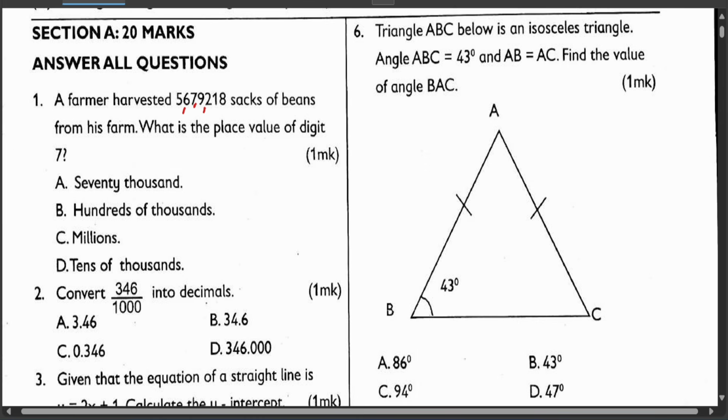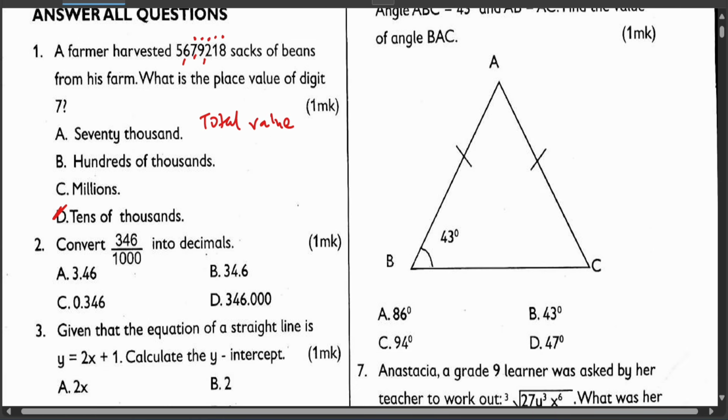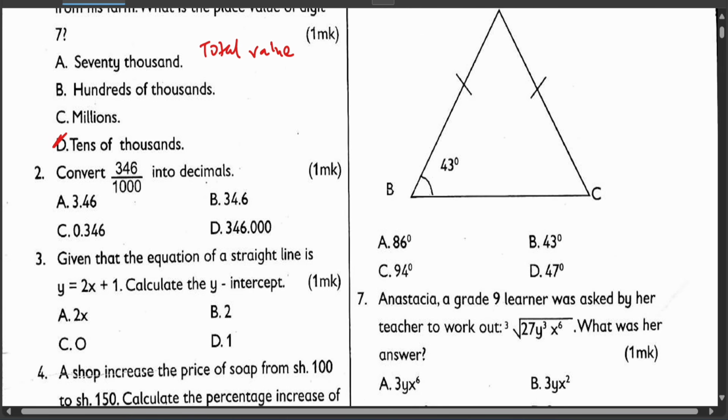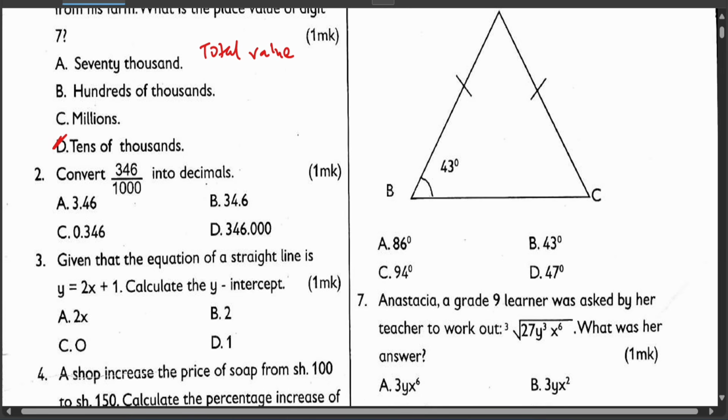Hapa 7. So place value wajua hii ni ones, hii ni tens, hii ni hundreds, thousands, tens of thousands. Place value ingekuwa total value ingekuwa 70,000. Hii ni total value. Tuendelee kwa sababu iko kwa tens of thousands. 7 times tens of thousands is 70,000. Lakini the question is specific place value, which is tens of thousands.